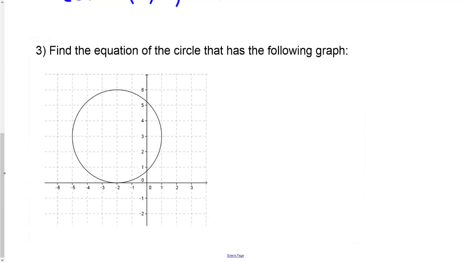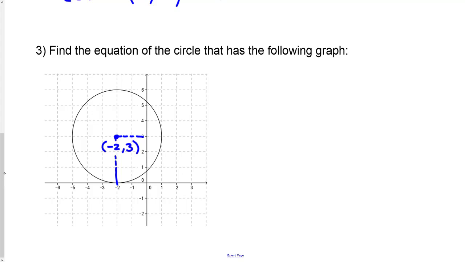Number 3, find the equation of the circle that has the following graph. In order to do this, all we need to do is identify the center of the circle and figure out what the radius is. So the center of the circle looks to me like it's located at the coordinates negative 2 on the x, positive 3 on the y. Because if I move over this way, that's 3, and that's at negative 2.